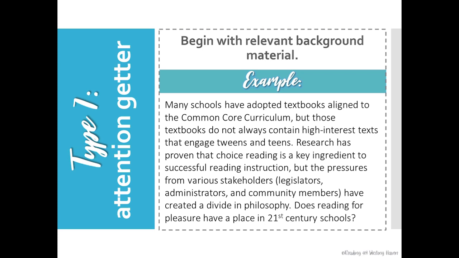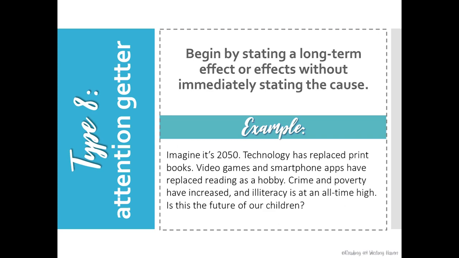So again, you can see that in this one by them talking about the adopted textbooks that are aligned to Common Core, but that those textbooks don't always contain high interest text that are engaging. And so again, this supports the author's thesis that they need more choice reading because these high interest texts are not necessarily what the readers are choosing, but more so what's being forced onto them. And then it ends with this question of, does reading for pleasure have a place in 21st century schools? And your thesis would answer that.